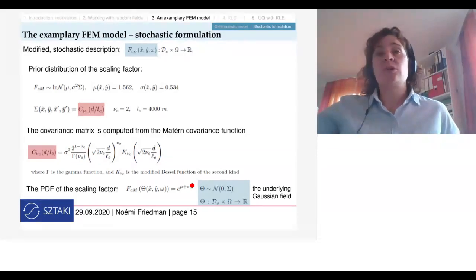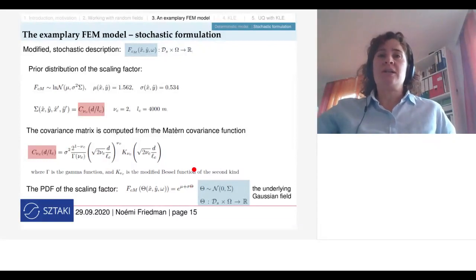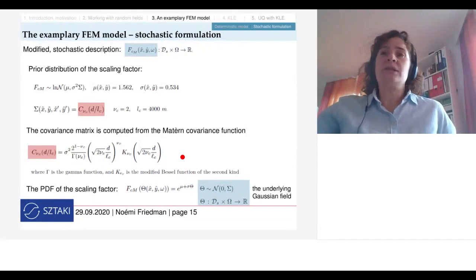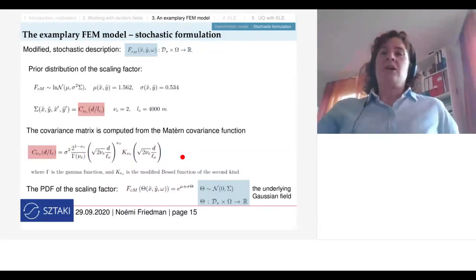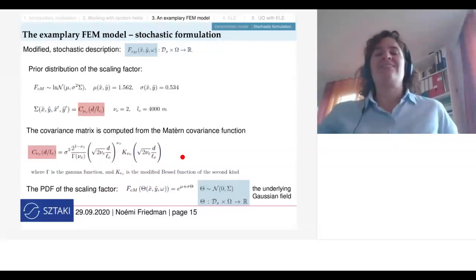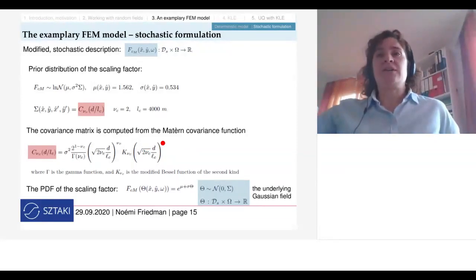My underlying Gaussian field is correlated. Of course, it's correlated because the values of the scaling value cannot take completely different values in neighboring points. So when you have bigger compressibility at some point, then a close point to that will not have a significantly different value. This is what I assume, but in some cases this is not the case.